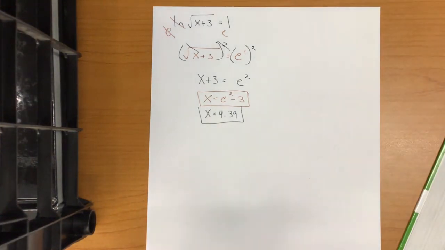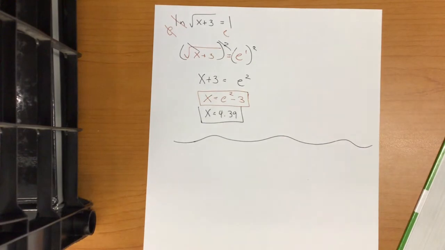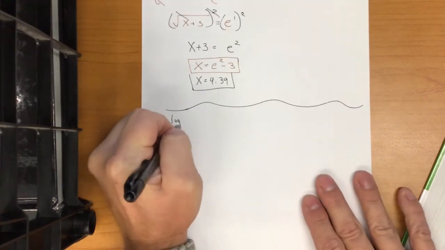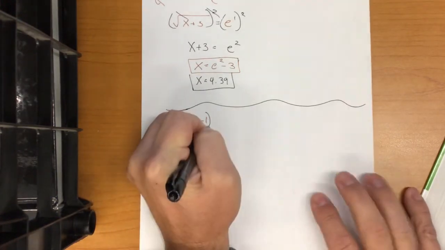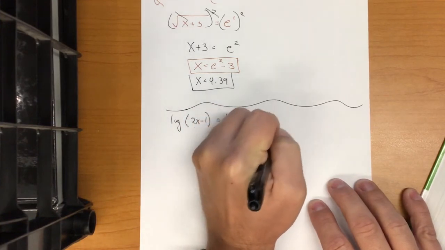So that's a pretty straightforward log problem. That's where you have a single log that you need to get rid of. Again, I used e because I was trying to cancel out ln. Let's do a little more complicated of a log. What happens if you have multiple logs? Like, what if you have log of 2x minus 1 equals log of x plus log of 3?